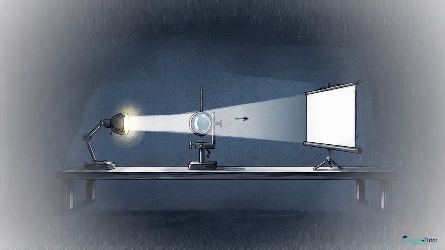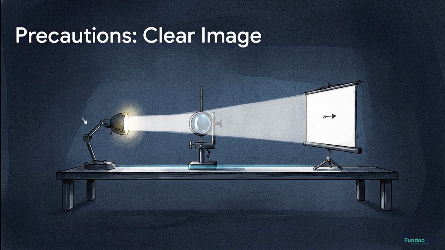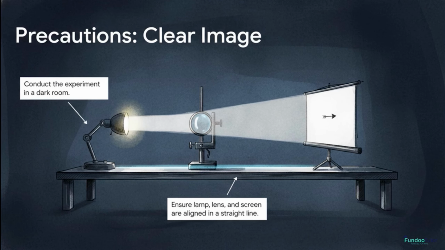The question will also ask for precautions, and it's a great idea to split these into 2 categories in your head. First, how do you get a good quality result? For an experiment with a lens, this means working in a dark room so other light doesn't interfere, and making sure all your equipment is lined up perfectly in a straight line.